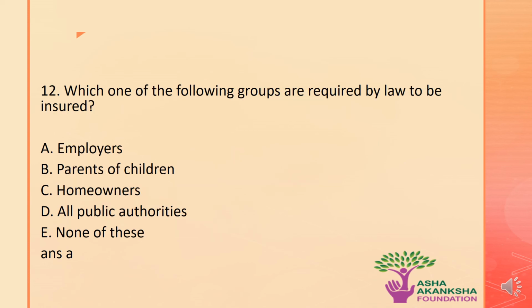The next question is, which one of the following groups are required by law to be insured? Options are A. Employers, B. Parents of children, C. Homeowners, or D. All the public authorities, or E. None of these. The correct answer to this question is option A, that is, the employers are the people that are required by law to be insured.